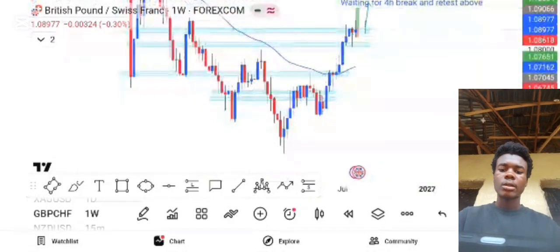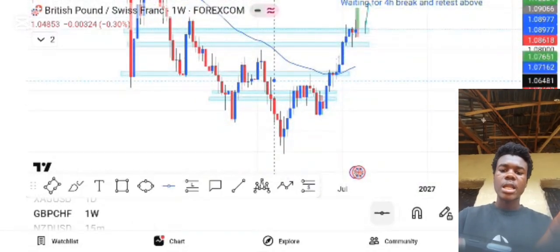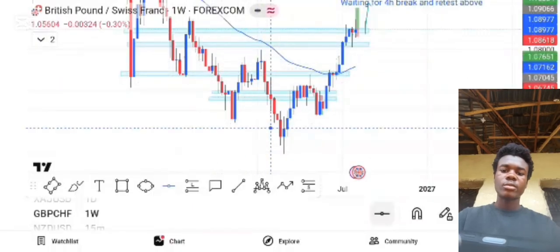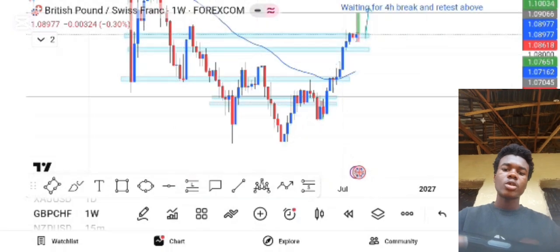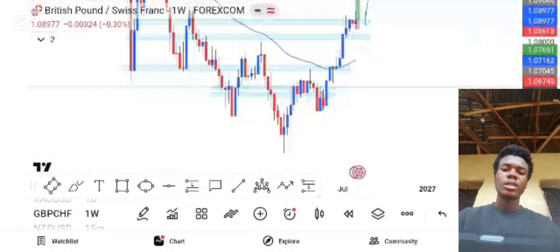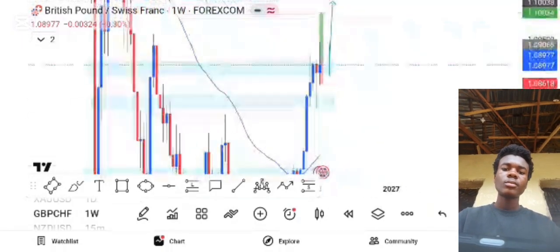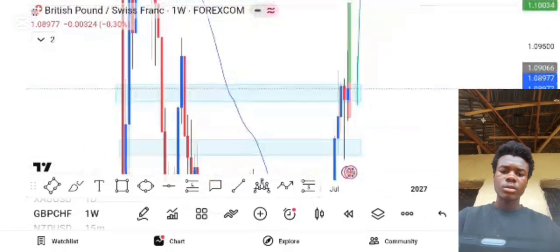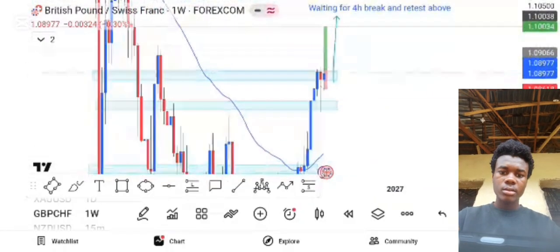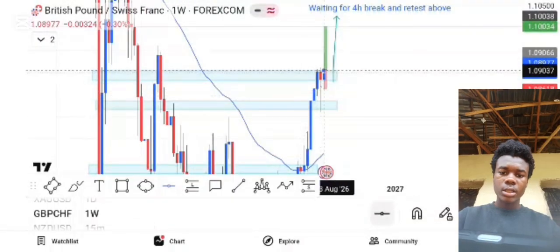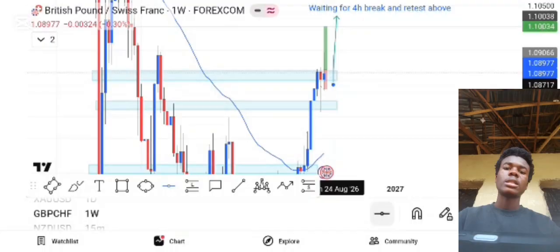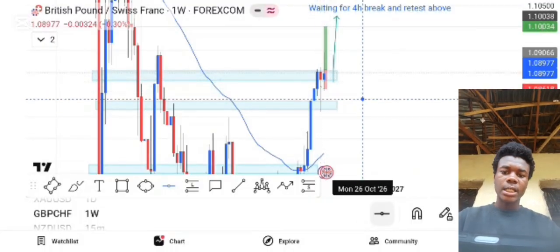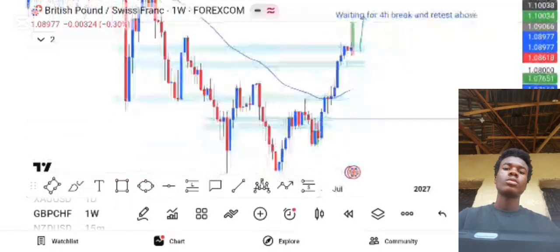We are also having a reversal pattern on the weekly time frame. We are having a left head, right shoulder on the weekly time frame. So we have a very strong reversal pattern, and you can see a very strong rejection candlestick right here at the top. This candlestick is indicating that the buyers are still active in this currency pair.